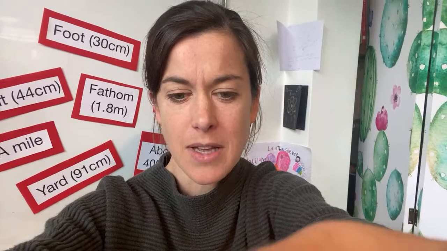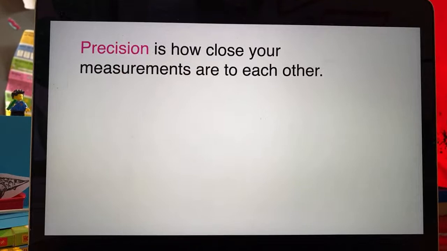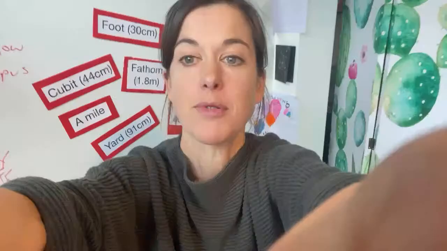Okay, so precision then. What is precision? Here we are. I wrote it down. Precision is how close your measurements are to each other. If your measurement is precise, it means if you measure it again and again and again, you get very similar answers.